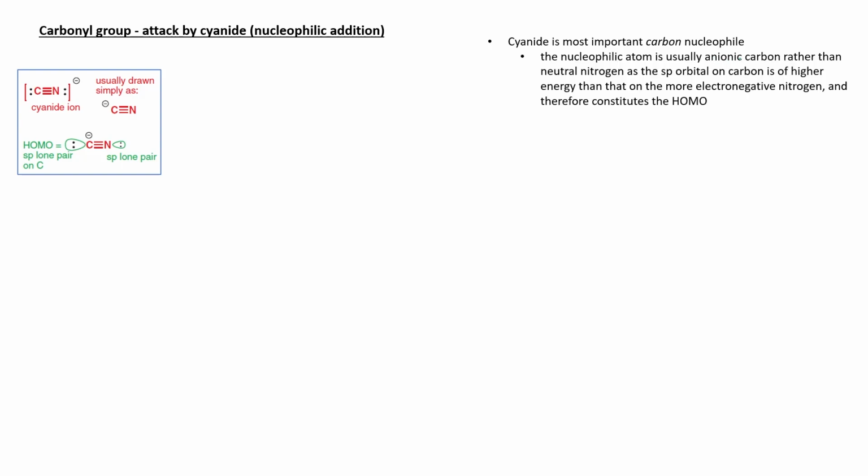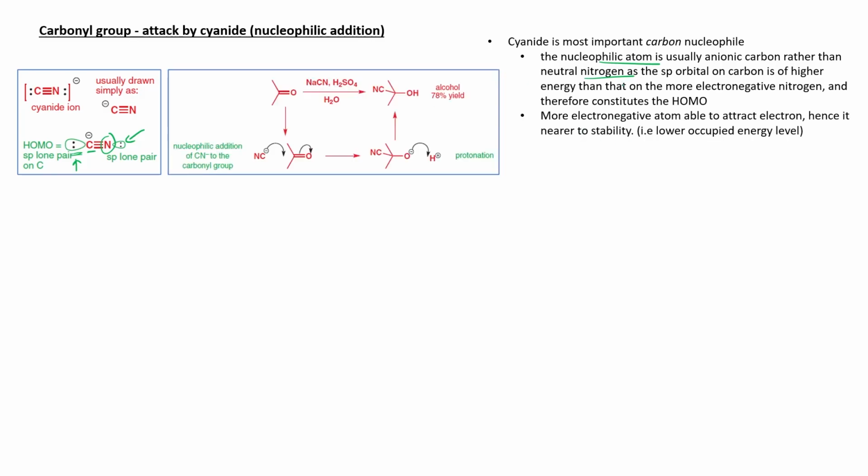The nucleophilic atom is usually the anionic carbon rather than nitrogen. We already discussed this in the beginning of this video. We talked about why the lone pair on the carbon is the one attacking the electrophile. It is because the nitrogen is more electronegative, so it's more stable, meaning that it's not the HOMO, the highest occupied molecular orbital. We have discussed this. If you forget about it, please refer back to the earlier discussion. Anyway, I will skip this.